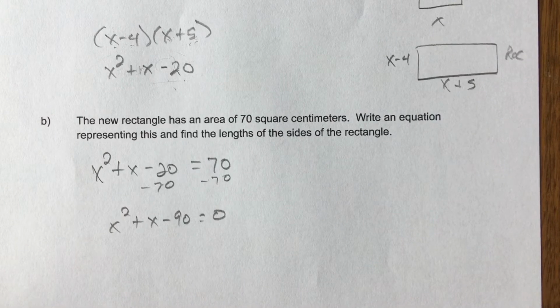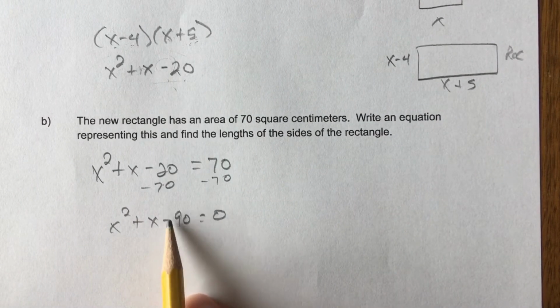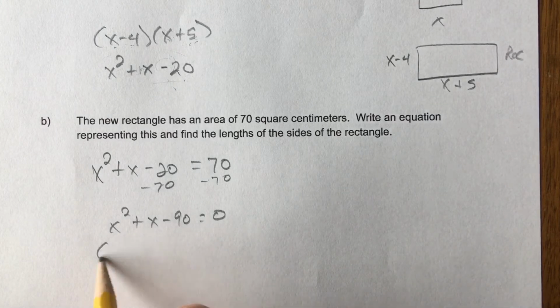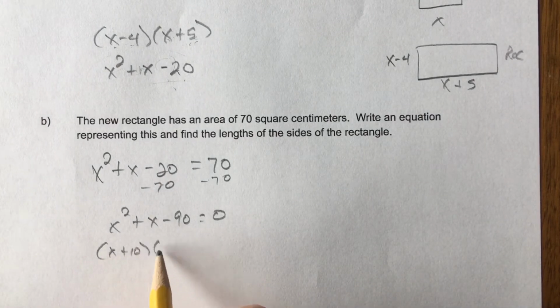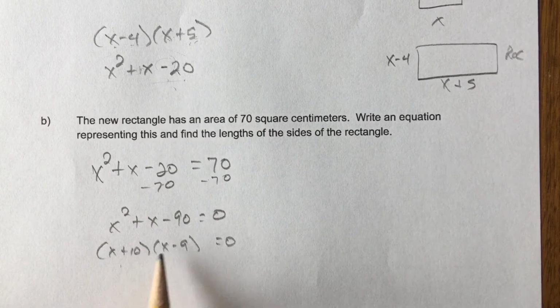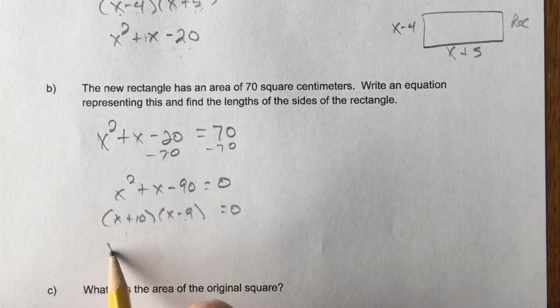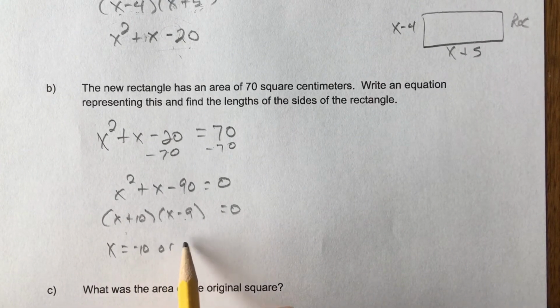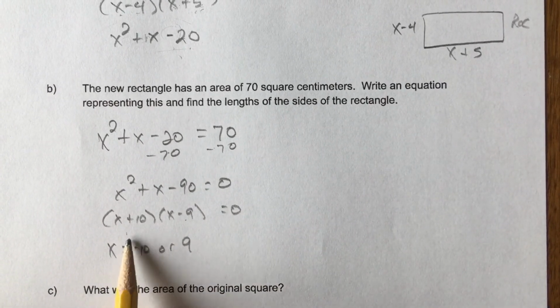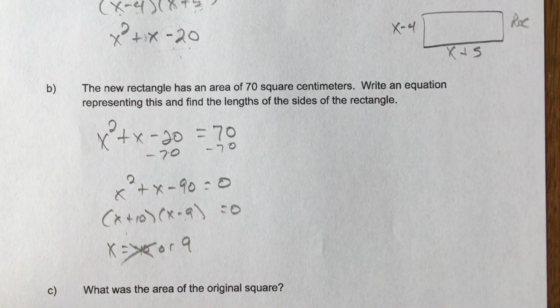All right, and what I want to do now is find two numbers that multiply to equal 90 and add to equal 1. And that should be 10 and negative 9. 10 times negative 9 is negative 90. 10 plus negative 9 is 1. This gives me negative 10 or positive 9. Now, again, x represents the original square. I can't have a negative value, so my original square must have been 9 by 9.